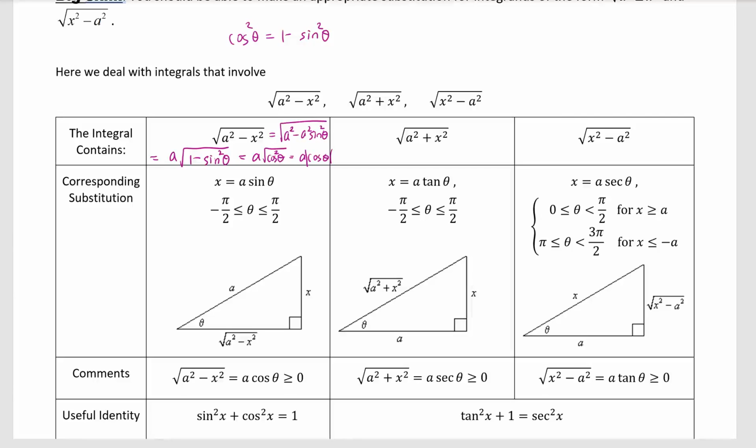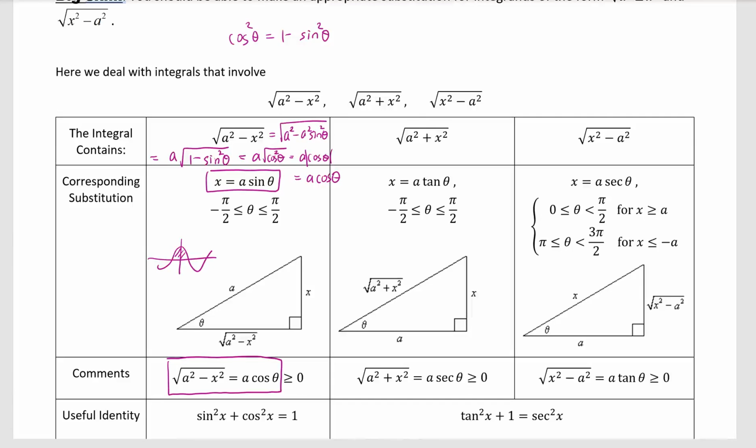But if our angle theta is between minus pi over 2 and pi over 2, see? On this region, my cosine is actually positive. So absolute value of cosine is just cosine theta. Okay, so that's why here, when you see the square roots of a squared minus x squared in the integral, your setup is x equals a sine theta, and the square root of a squared minus x squared equals a cosine theta. So far, so good, everybody?